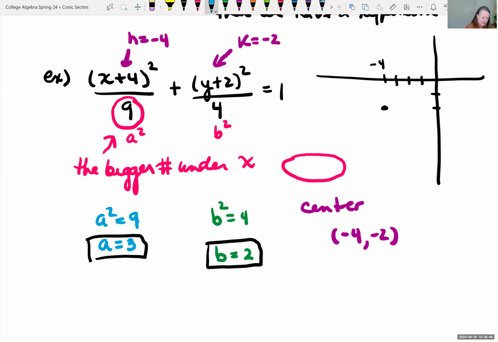So this is telling me it's elongated. This helps me know which way it's elongated. So I'm going to go over 3 units to the left and to the right. If I go over 3 units to the right, notice I already know what that point is. -4 plus 3, so I have vertices at -1, -2. And if I go in the other direction, 3 units to the left, subtract 3 from -4, I get to -7. So I would have -7, -2.